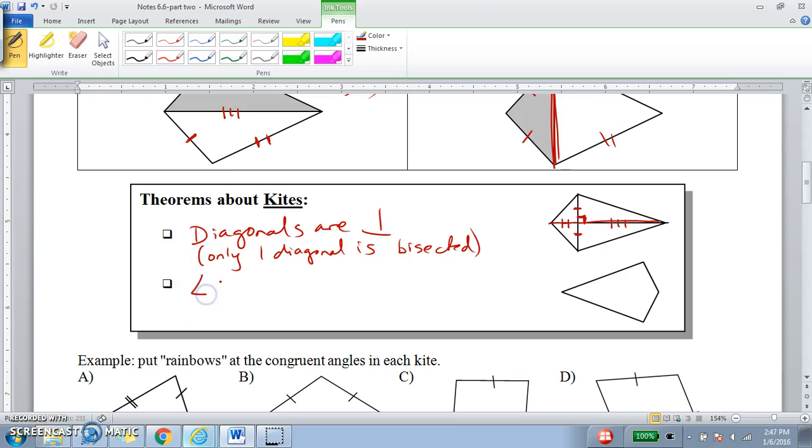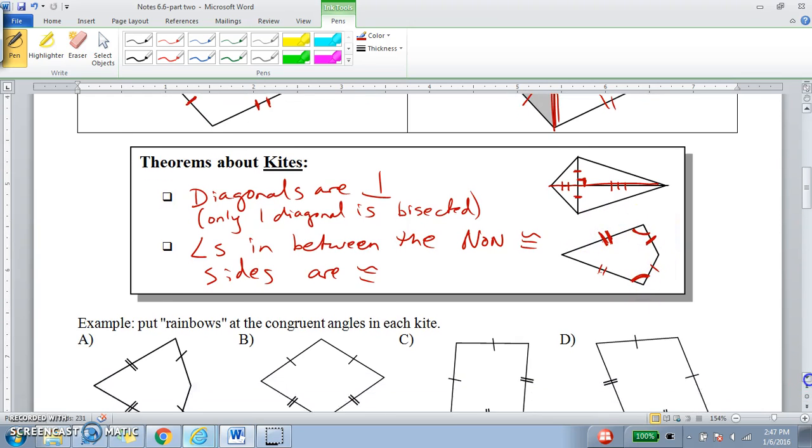The second thing we know about kites is that the angles in between the non-congruent sides are congruent. So the angles that are congruent are the ones in between the non-congruent sides. So what do we mean by that? If these two sides are congruent and these two sides are congruent, in between the two sides that are not congruent to each other, for example, this side right here and this side right here, this angle in between is congruent to this angle in between these other two non-congruent sides. So there's only one pair of congruent angles in a kite, and it happens in between the pairs of non-congruent sides.